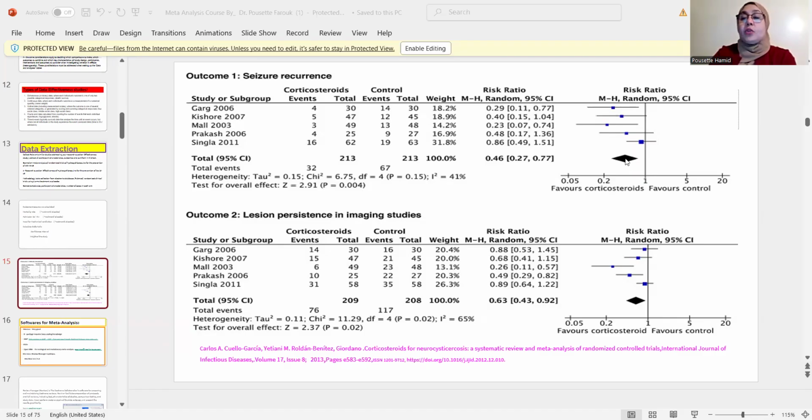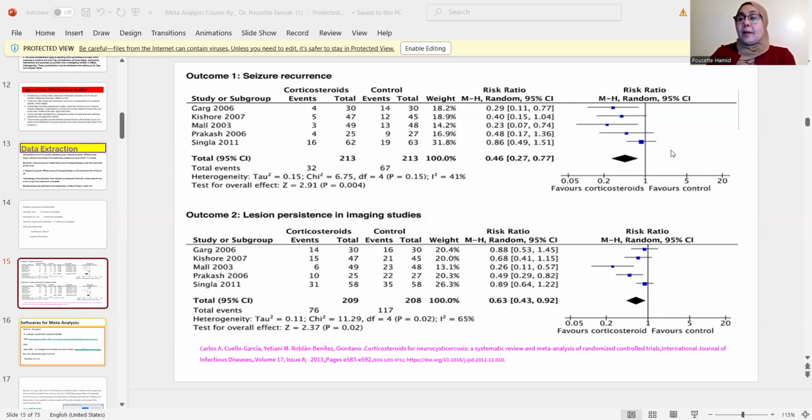If this diamond shape falls here, so it favors corticosteroid. So corticosteroid is the winner. So corticosteroid is the better. So corticosteroid prove its efficacy to reduce seizure recurrence. If the diamond shape falls here, this means that the control arm or the regular anti-epileptic are the winner who are having less number of recurrence.